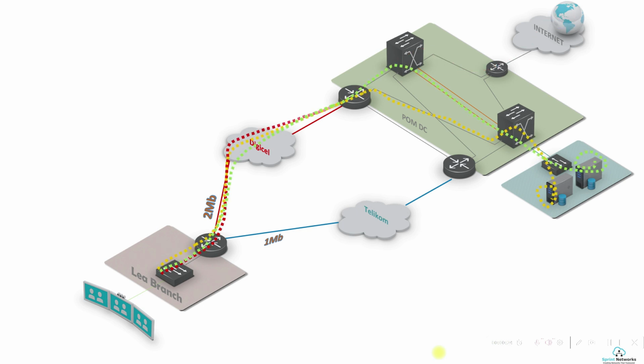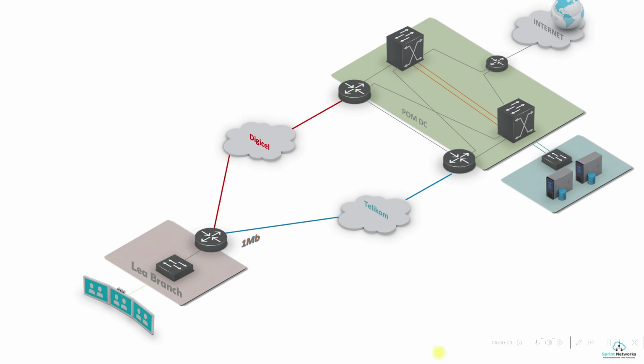There's a 2 meg Digicel circuit that is being used as the primary circuit, and then there is a 1 meg backup circuit from Telecom PNG. On any given business day, all customer traffic traverses the Digicel circuit until there's a failure, and then it fails over to the 1 meg Telecom circuit.